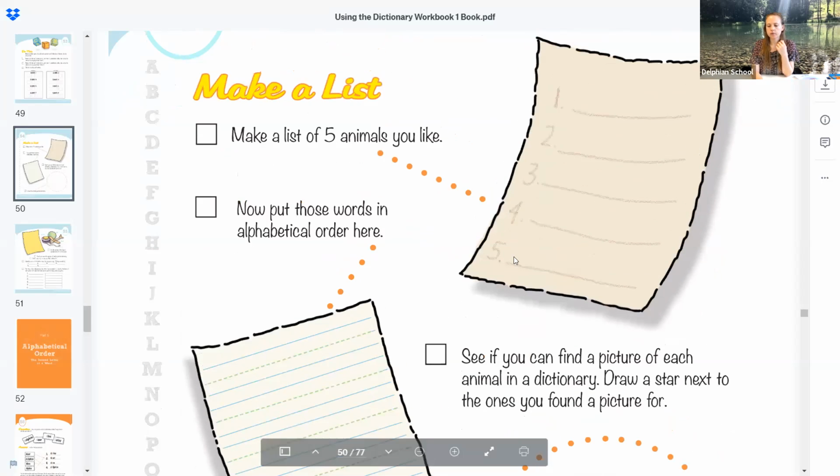Okay, cool. So everybody send me your list of your 5 animals that you like. And when you're typing them, make sure that you put them in alphabetical order. Let's do that. I'm going to work on mine. And then I'm going to see which ones I have. I'm going to use this to see which ones I have.